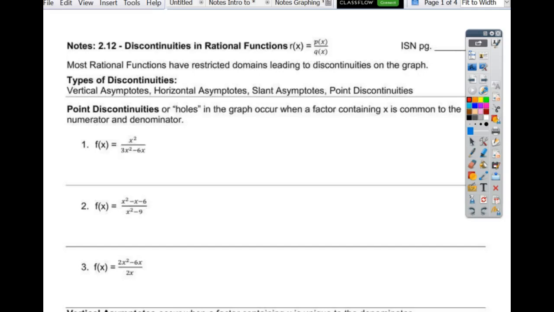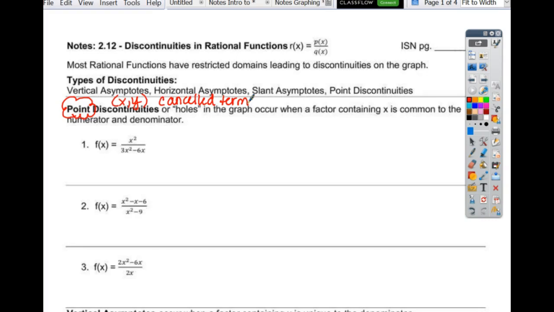Going to talk about the other kinds of discontinuity. So the first one we're going to talk about is point discontinuity. And a point is exactly that. It is a point. So that means it's going to have an x and a y. And it only comes from a canceled term. So it has to come from a canceled term. If you don't cancel, you have no discontinuity, no point discontinuity.